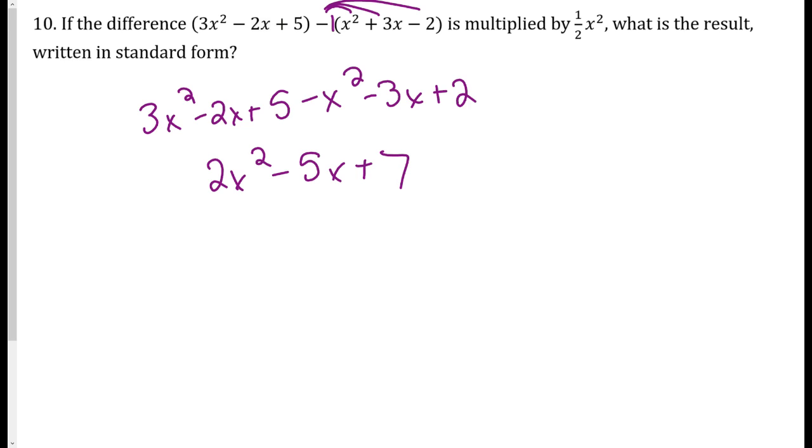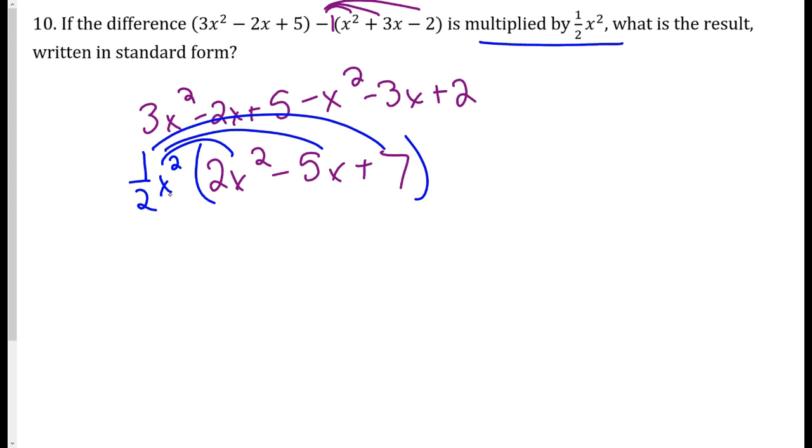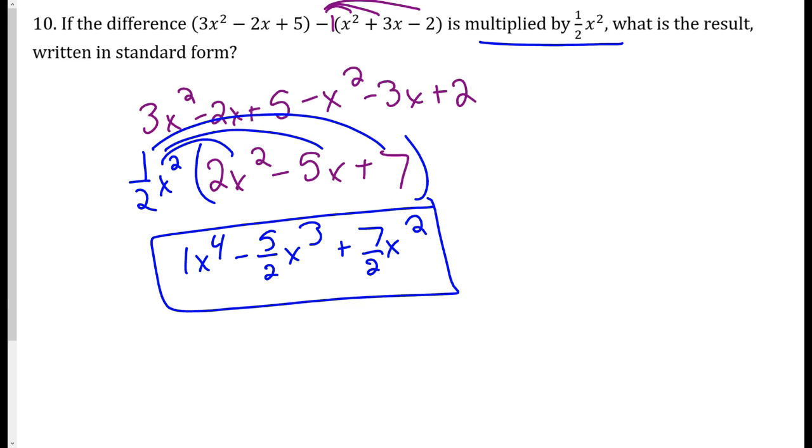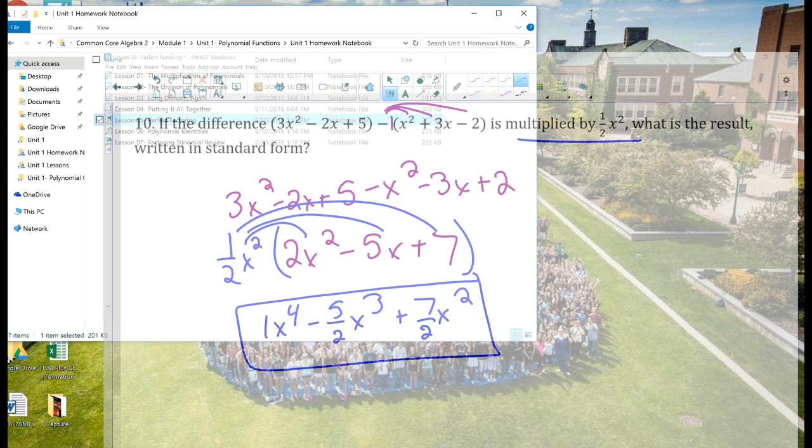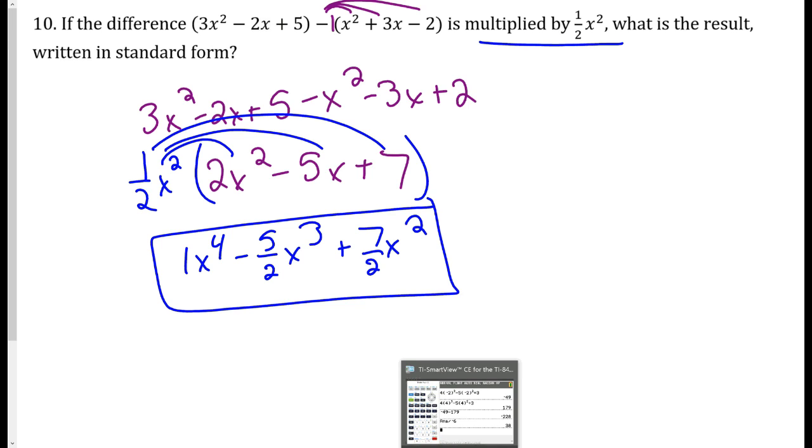And I want to take that polynomial, and they asked us to multiply it by 1/2 x squared. What do I have to do now? I need to distribute that in. 2 times 1/2 is 1, so I get 1x to the 4th minus 5/2 x cubed plus 7/2 x squared. Nothing else we can do from there, so that's the solution. Is it written in standard form? Yes, x to the 4th, x cubed, x squared. The exponents decrease. Alrighty, that was lesson 5.